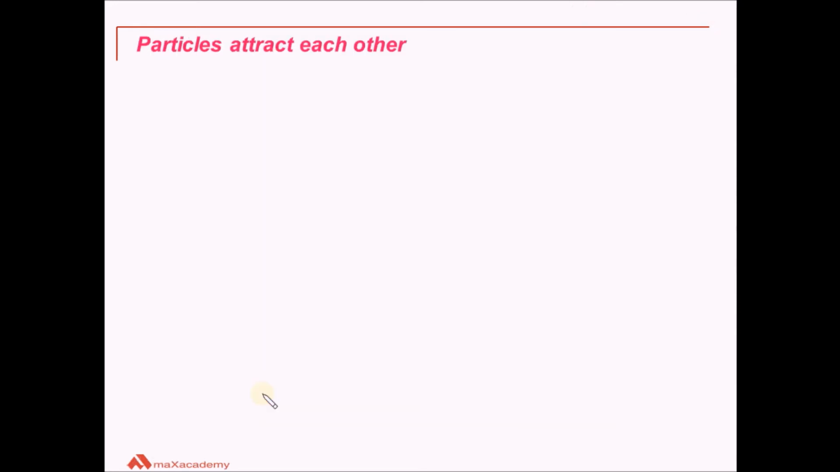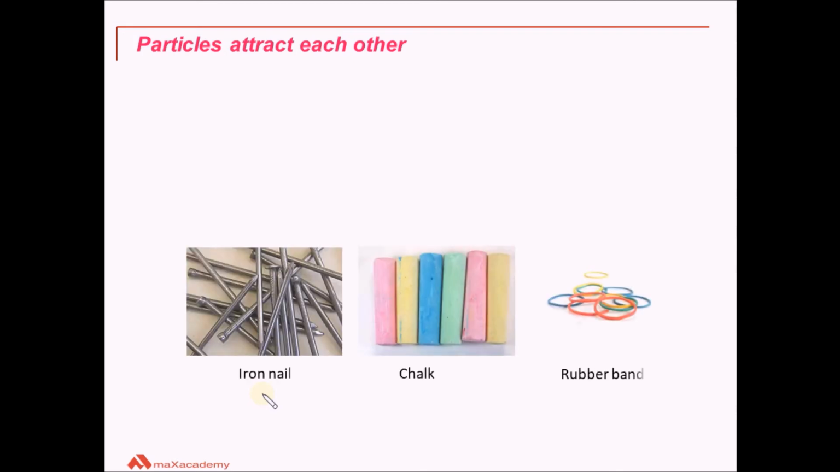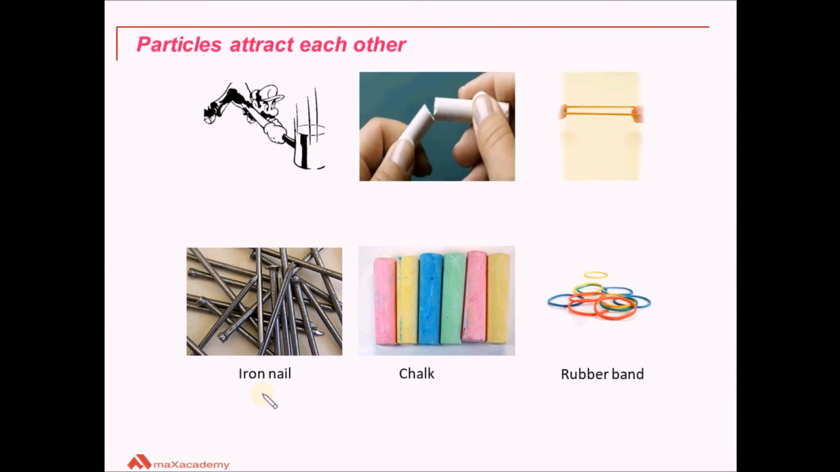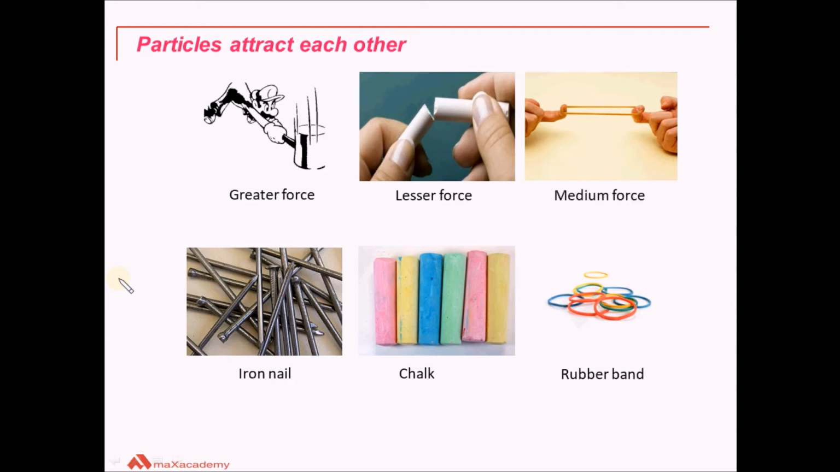Property 3: particles attract each other. To prove this, let us take an iron nail, a chalk, and a rubber band. Now try to break them: the nail by hammering, the chalk with your hand, and the rubber band by stretching. What we see is that breaking the nail requires a lot of strength, the chalk breaks easily, and the rubber band requires a little force to break.